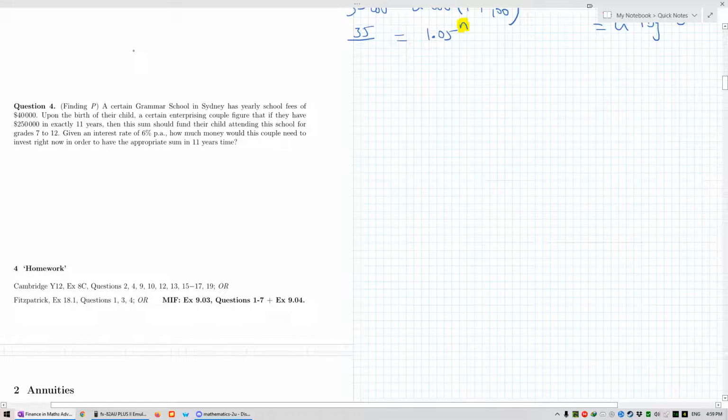So question 4, finding P. A certain grammar school in Sydney, won't say the name of the school, just a random school, has yearly school fees of $40,000. Once again, a random number, cough, cough.